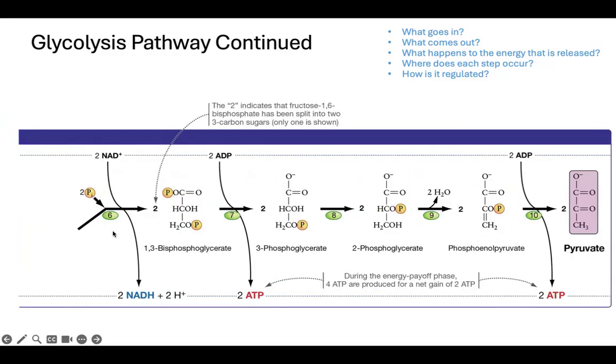And so now we're going to start to produce things. In other words, what comes out? NAD is one of our electron carriers. Remember, electrons want to go somewhere where they are more stable. And so NAD is going to be taking those. And how are they going to be taking them? Well, in the form of hydrogens. Those hydrogens have electrons. So the NAD is going to be taking those electrons here.